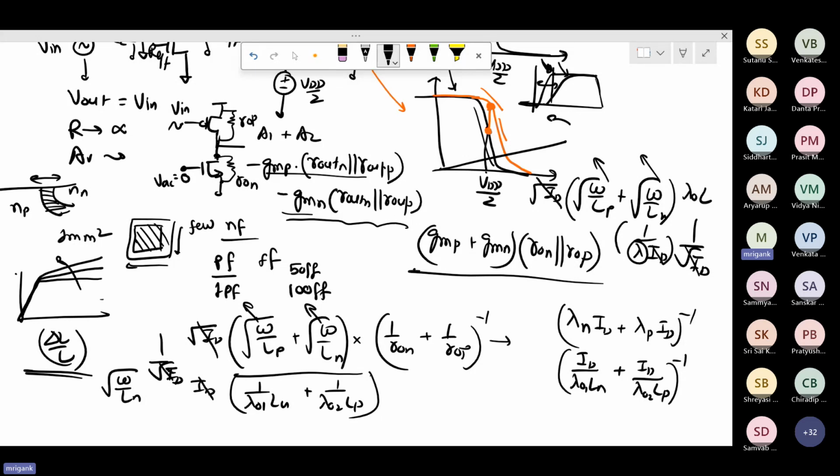But what is the cost at which it will come? Larger L means what? Larger L is giving us larger RO. But what is the effect of larger RO? Switching would be slower.